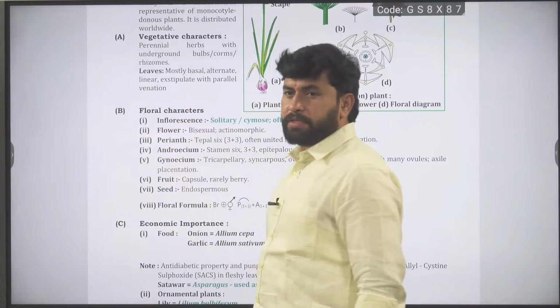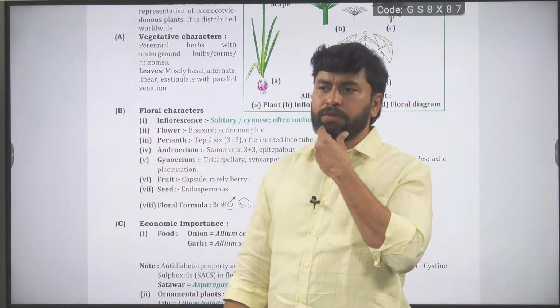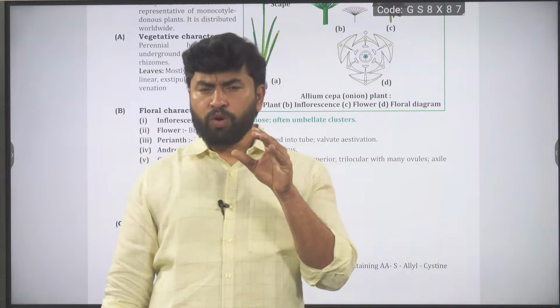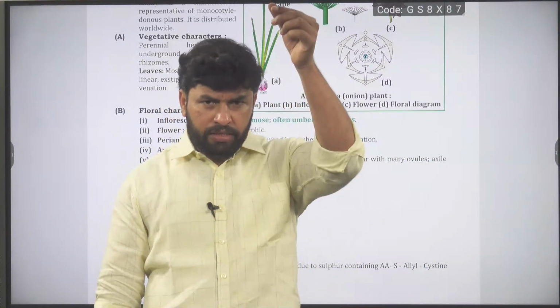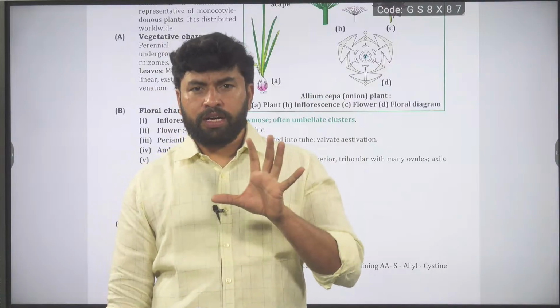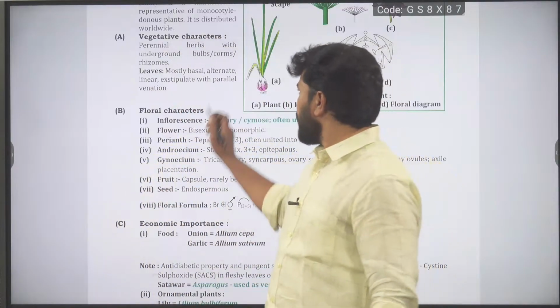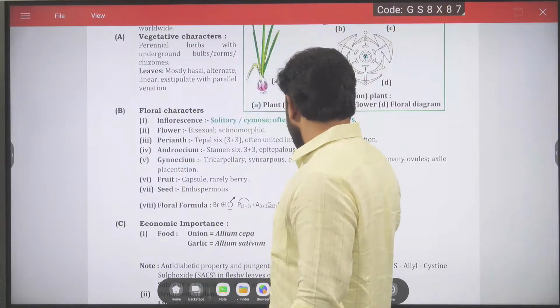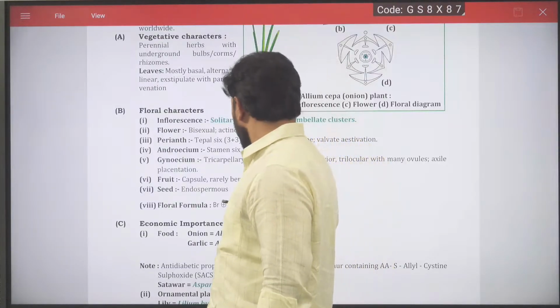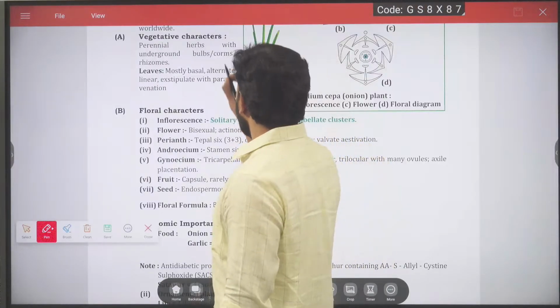Corms. You know corms. We have studied some examples of corms, that is Colocasia, Amorphophallus. They are corms. A corm is a vertically growing underground stem. Why have they mentioned corm here? I will tell you one family member of Liliaceae, that is Colchicum, Colchicum autumnale.